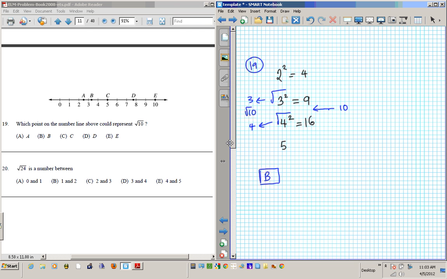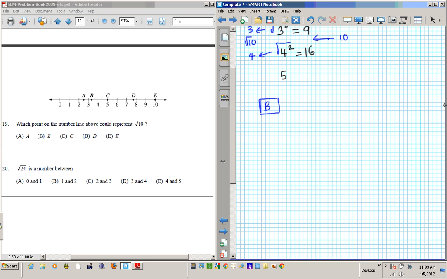Number 20 says the square root of 24 is a number between what? This is similar to the one we just did. Square root of 24. So we have 0, 1, 2, 3, 4. We're going to square these numbers. If we hit a number that's before and after 24, then 24 is going to be between them. When I square this, I get 0. Square this, I get 1. 24 is not between these two.